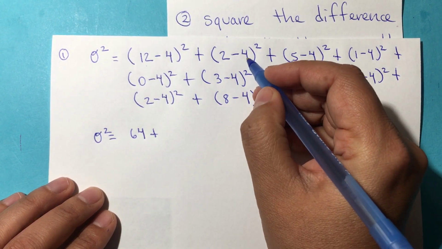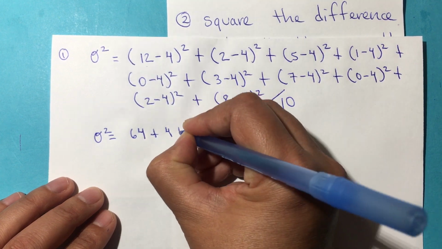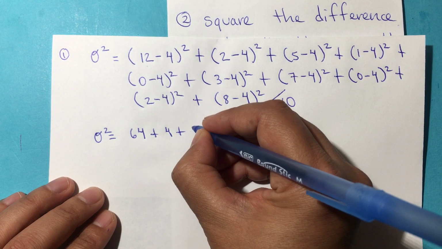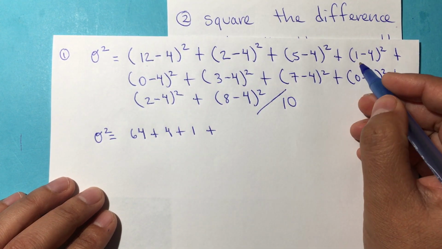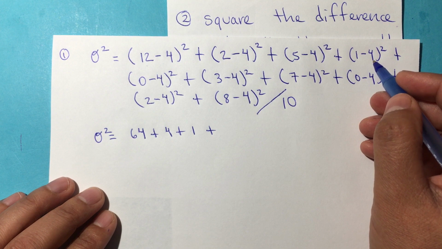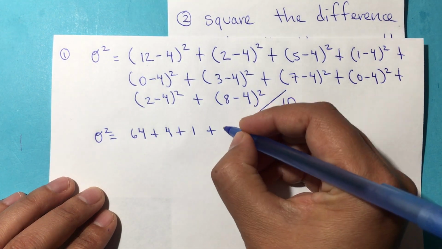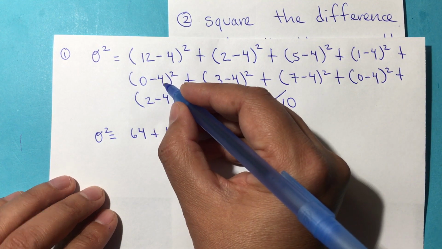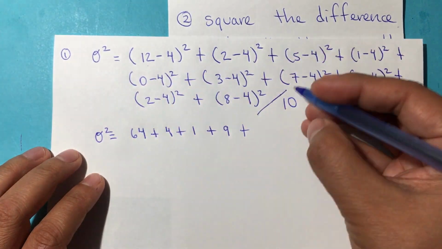2 minus 4 is negative 2. Negative 2 times negative 2 is positive 4. 5 minus 4 is 1. 1 times 1 is 1. 1 minus 4 is negative 3. Negative 3 times negative 3. Negative times negative becomes positive 9. Plus 0 minus 4 is negative 4, times negative 4 is 16.